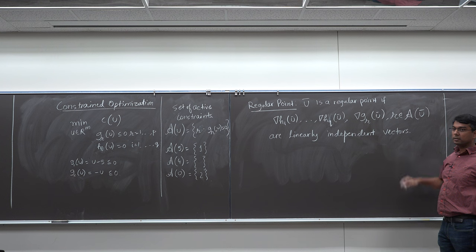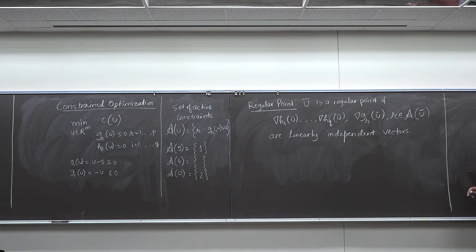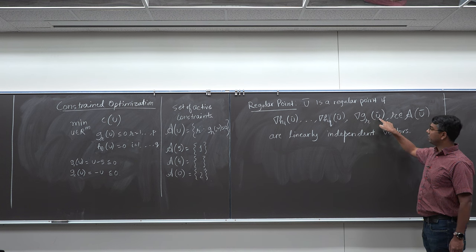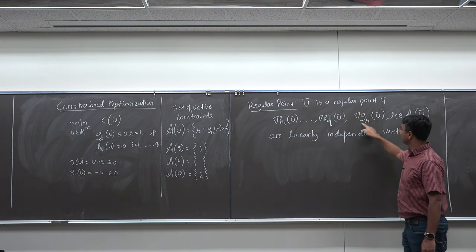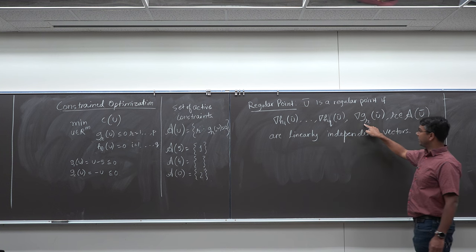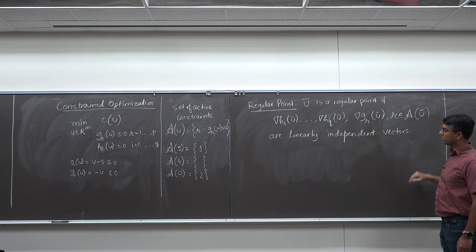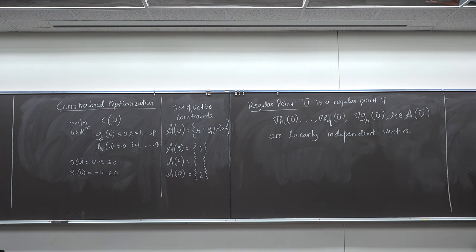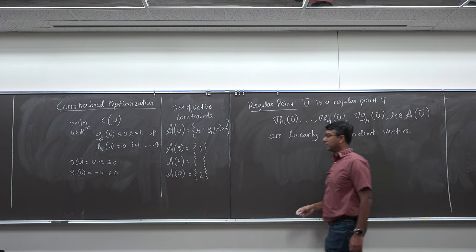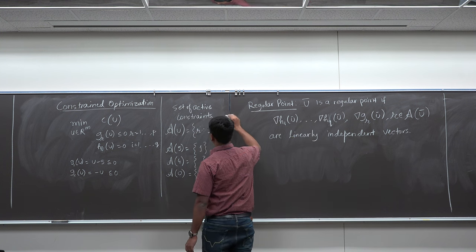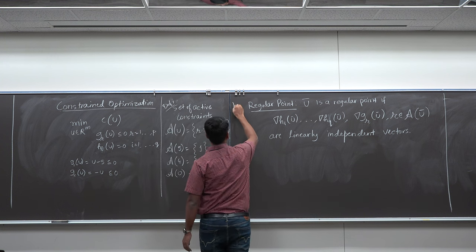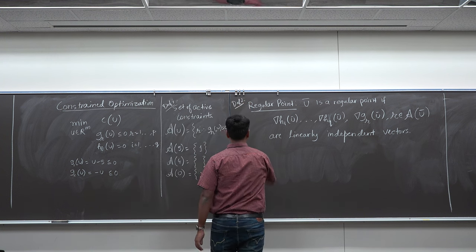So we take only those inequality constraints that are active, take the gradient and evaluate it at u bar. I get a bunch of vectors, vector 1 all the way to vector q, and then maybe vector q plus 1, vector q plus 2, and so on. I want all of these vectors to be linearly independent. Then u bar is a regular point. So this is definition one, this is definition two, and I need to define definition three, the Lagrangian.